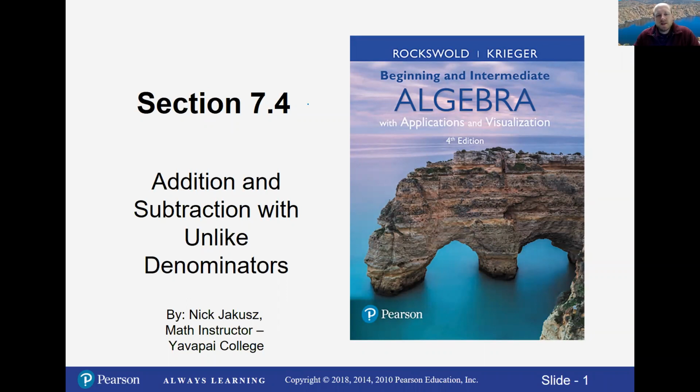Today, I'm going to go through section 7.4, adding and subtracting with unlike denominators. So we did some multiplication and division, which do not require a common denominator, right? And then we added and subtracted rational expressions with like denominators, and today we're going to do unlike denominators.